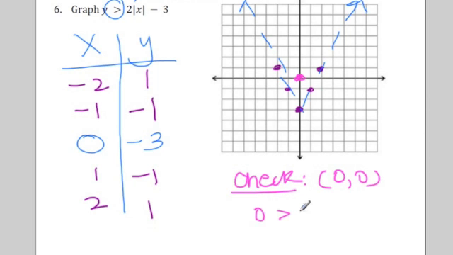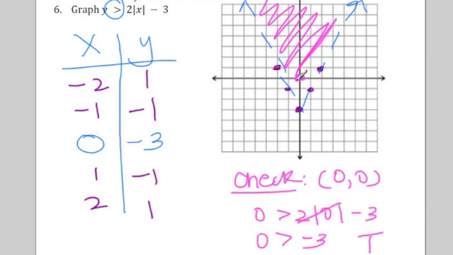Is 0 greater than 2 times the absolute value of 0 minus 3? Well, this gives me 0. 0 minus 3 is negative 3. Is 0 greater than negative 3? That is a true statement. So this time I want to shade where that point is. So there is my answer for number 6.